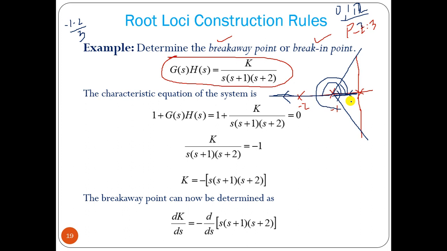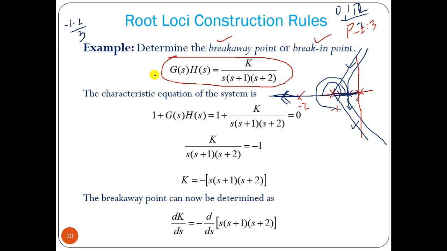Now we have to find out the breakaway point. The breakaway point must be between 0 and -1. So here you can have the breakaway point, and it should go this way to infinity along this asymptotic line. Another pole should go along the 180-degree line. So this breakaway point must be between 0 and -1. Let us see whether we get that or not.